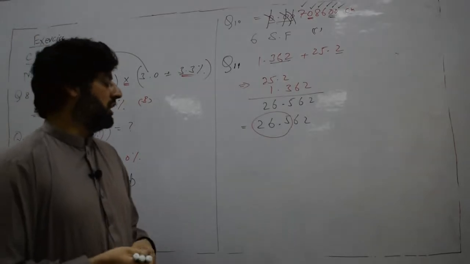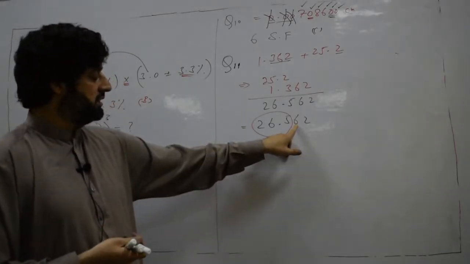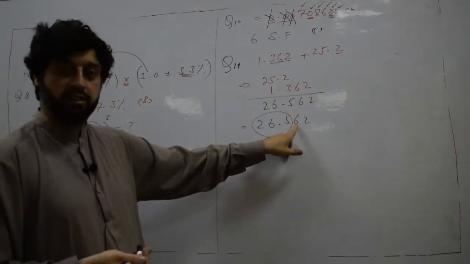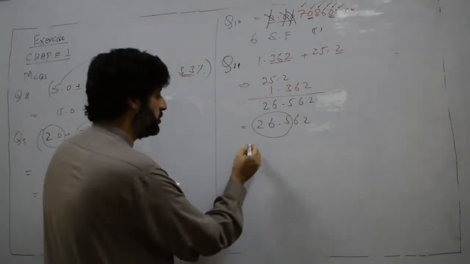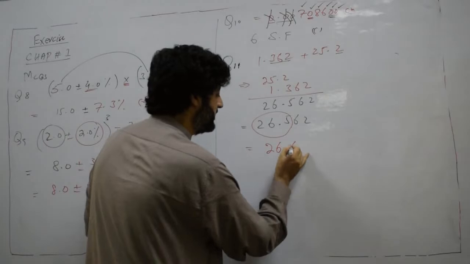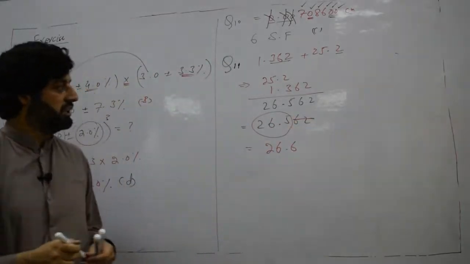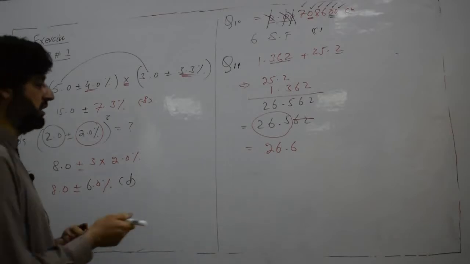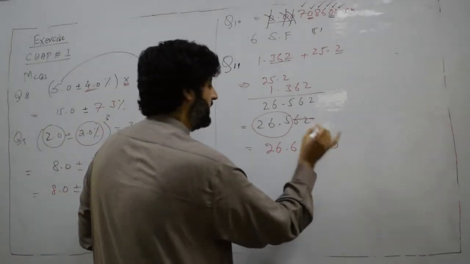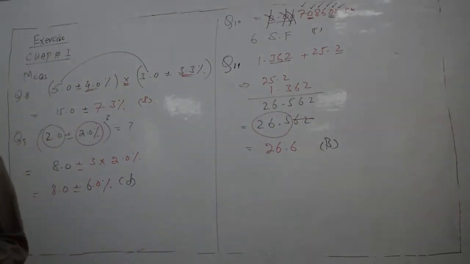The last digit is 6, and 6 is greater than 5, so we have to add 1 to the second last digit and remove the last digit. So it will be 26.6. That is the correct answer. So there are three significant figures. Option B is the correct answer. This is MCQ number 11.